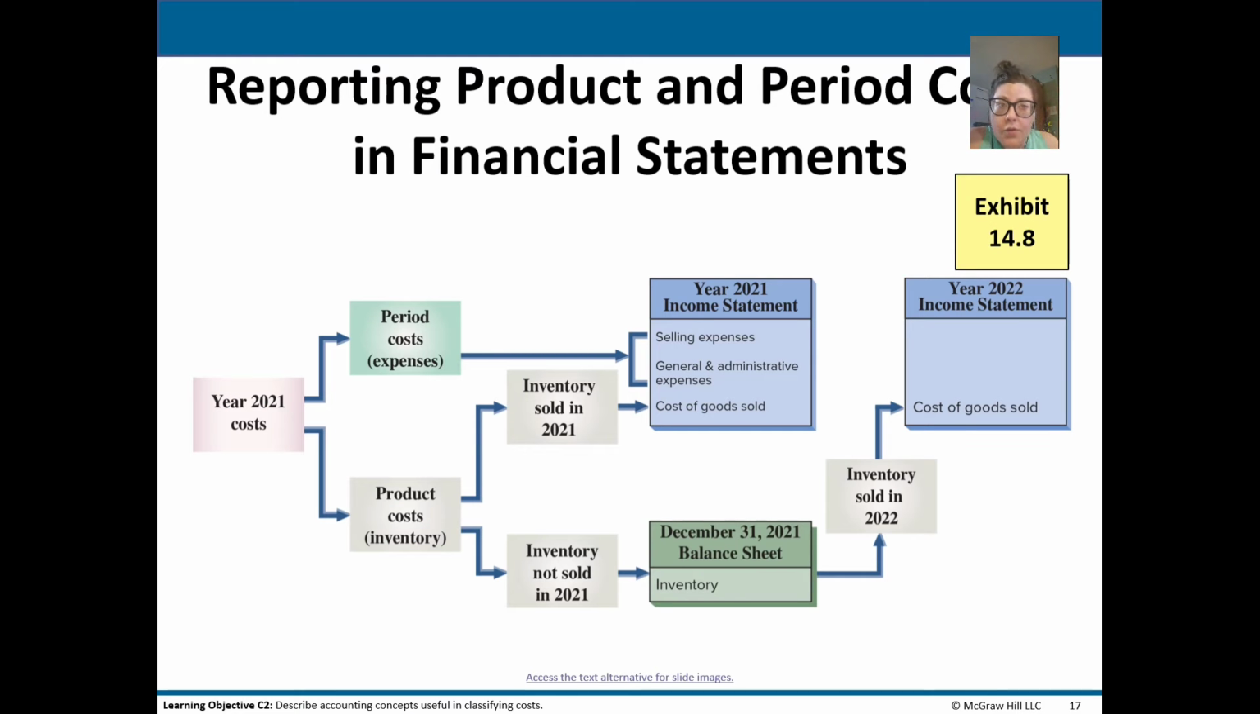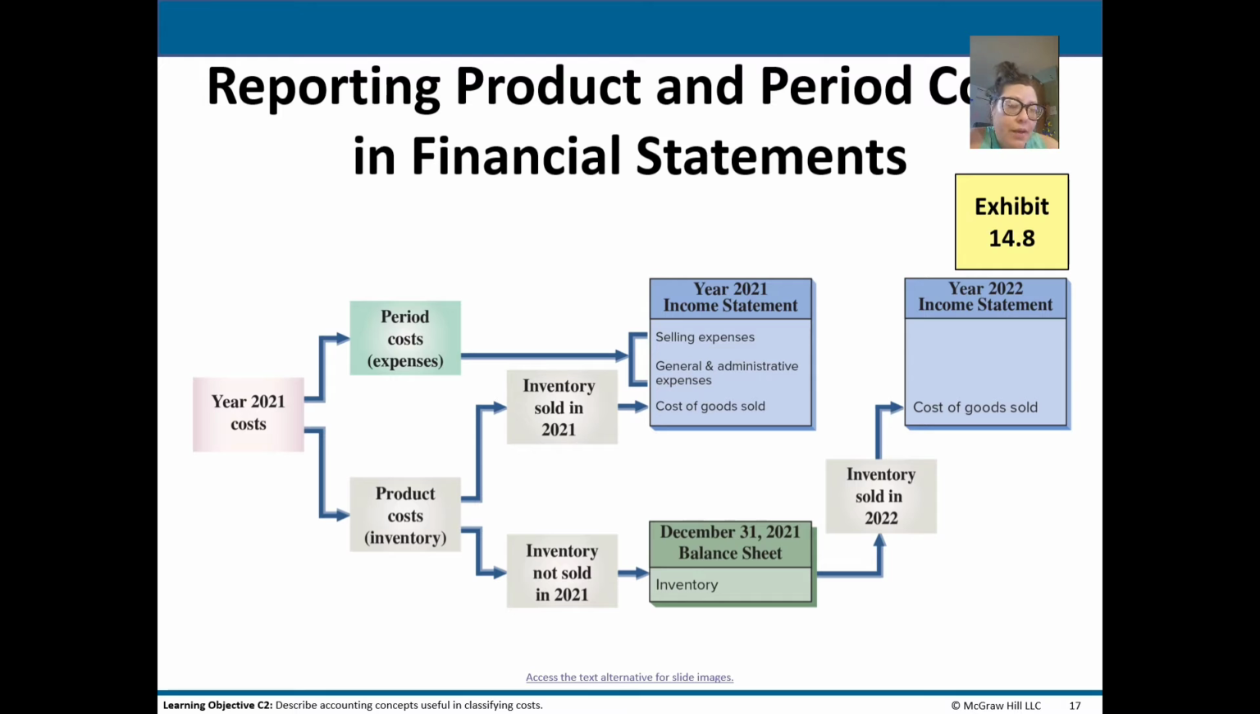So period costs go directly to the current income statement as expenses. So they're never reported as an asset. They're never capitalized into the cost of inventory on the balance sheet. Whereas product costs, they are going to be first capitalized in the balance sheet as inventory.